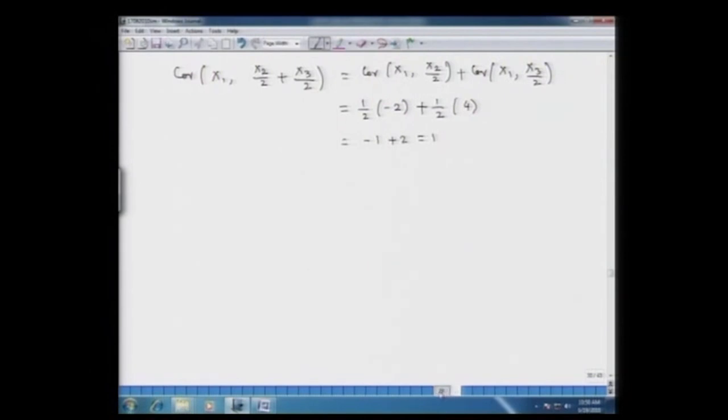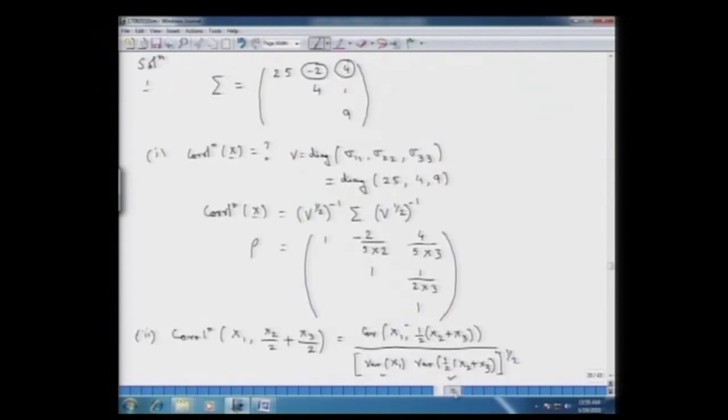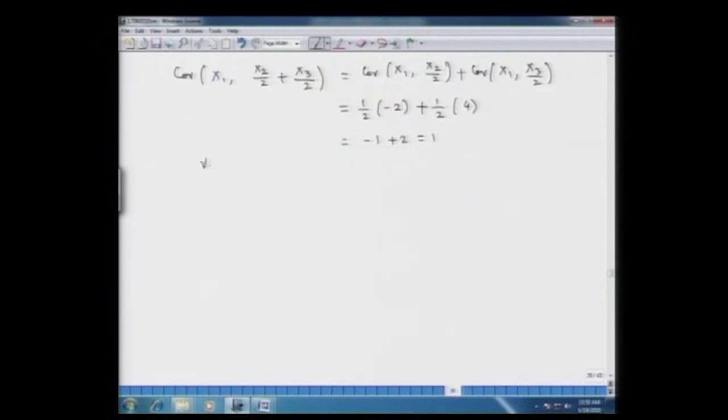Now, the next thing that we need to compute is variance of this particular element, so that we are now looking at what is the variance of half of x 2 plus x 3, so that is equal to 1 upon 4 variance of x 2 plus x 3, so that is equal to variance of x 2 plus variance of x 3 plus twice covariance between x 2 and x 3, right.